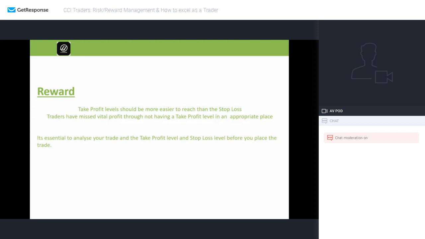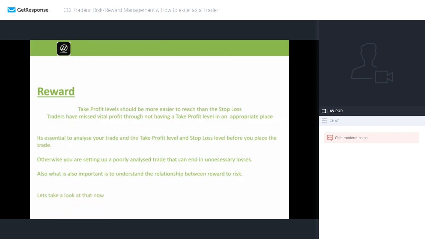So it is essential to trade properly and analyze your trade, the take profit level and the stop loss level, before you actually place the trade. That is important, and again, we can look at that when we actually assess a trade in a later webinar. If you don't do this, all you're doing is setting up a poorly analyzed trade that can end in unnecessary losses. Also, what is important is to understand the relationship between reward and risk. Let's take a look at that now.